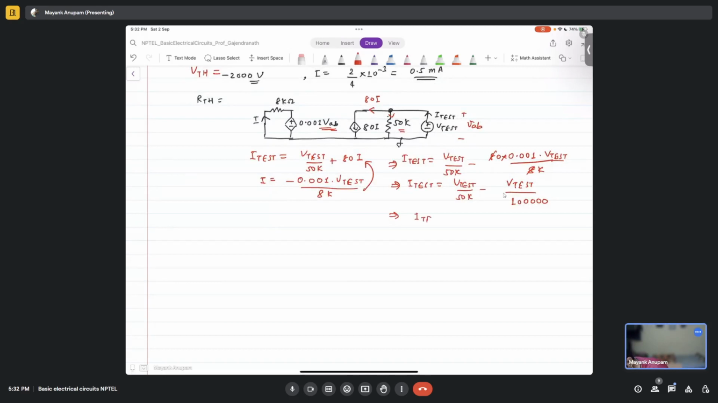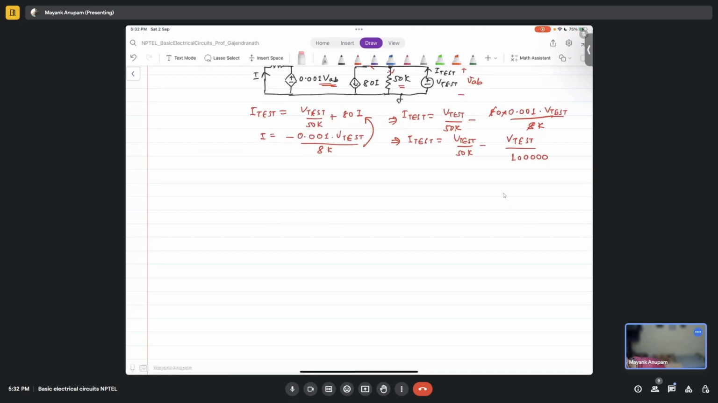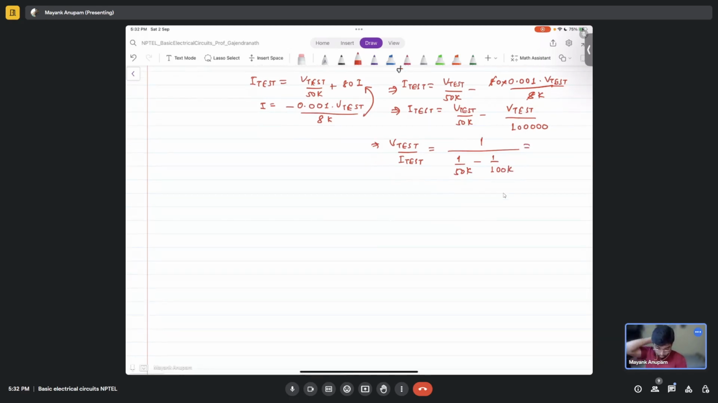Oh, sorry. We need to find out V test by I test, right? So what is V test upon I test? It is equal to 1 upon 1/50k minus 1/100k, right? So how much will this be? 2 minus 1, 1/100k, so 100k only, correct?